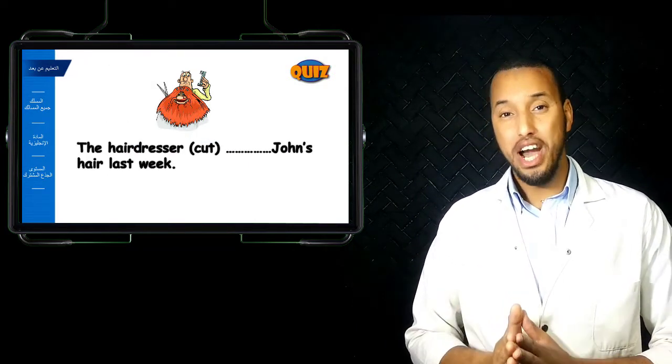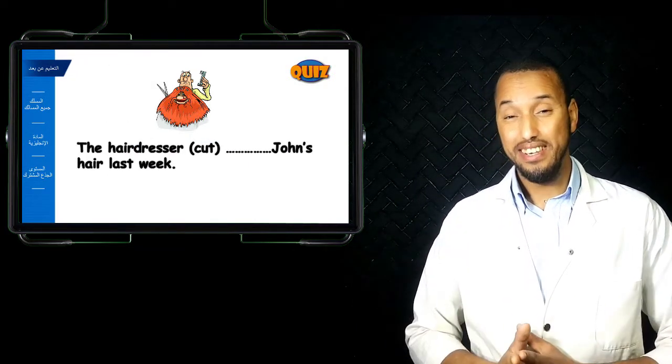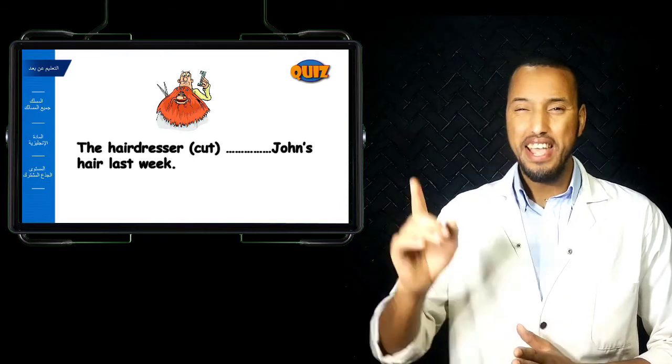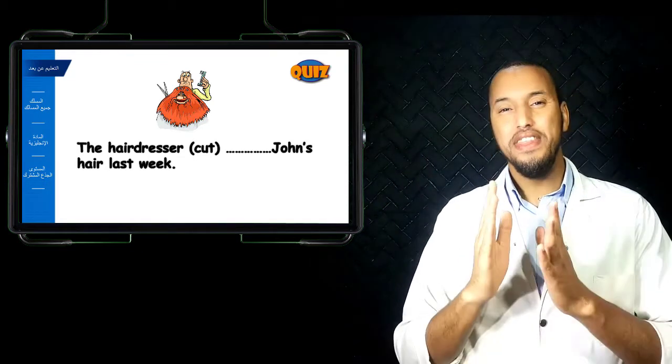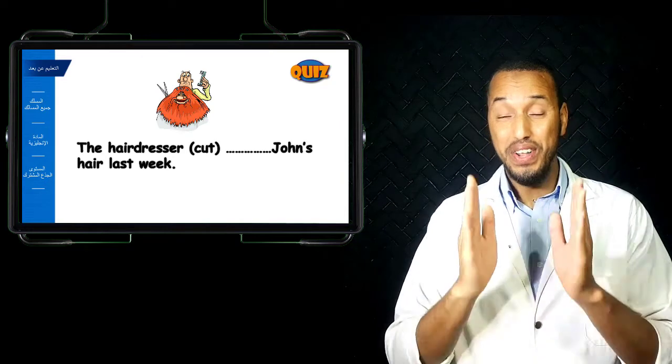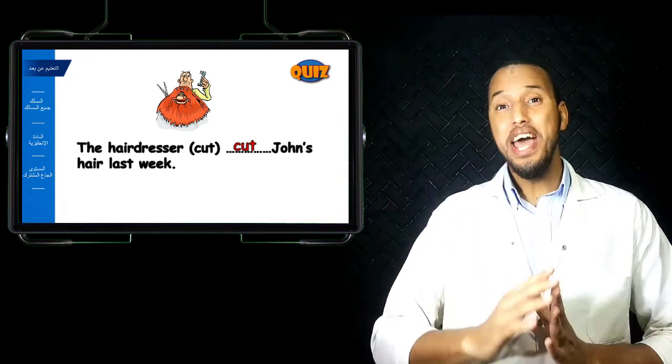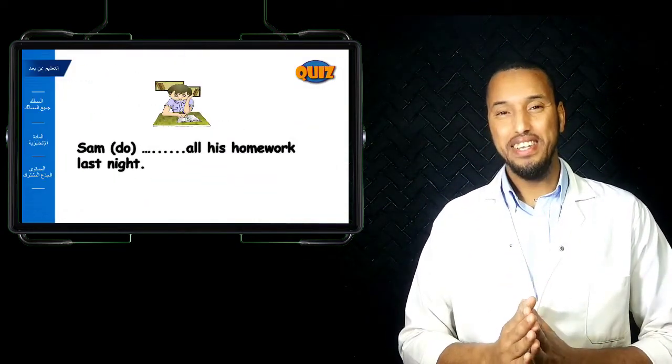The hairdresser cut John's hair last week. Great. This verb doesn't change at all. Cut. Okay, now just 3 more.